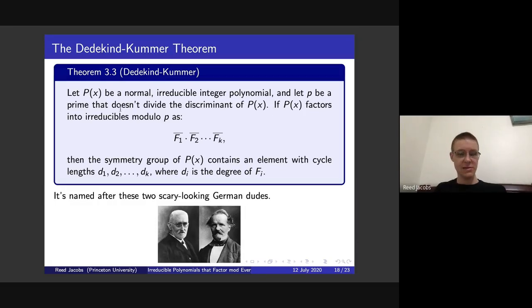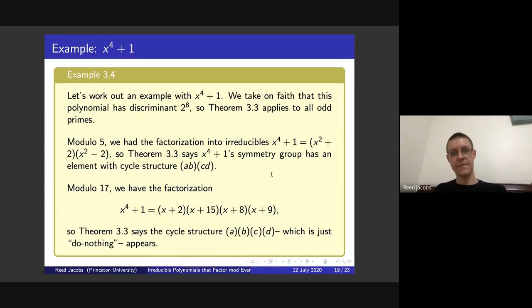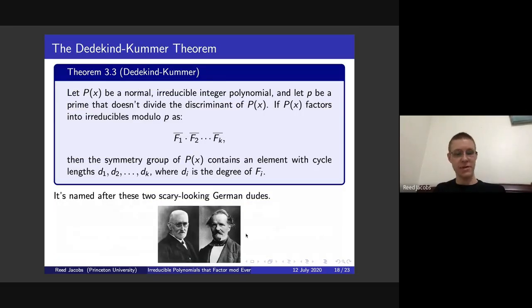But we can take p of x and factor it modulo p as f1 hat times f2 hat, and so on up through fk hat, where the hat just emphasizes that the polynomial is modulo p. And then the Dedekind-Kummer theorem says the symmetry group of p of x contains an element with cycle lengths d1, d2, up through dk, where di is the degree of fi. And to help with understanding this, I have an example for you. So using x to the fourth plus 1 again, we can take on faith that this polynomial has discriminant 2 to the 8th. And so this theorem applies for any odd prime p.